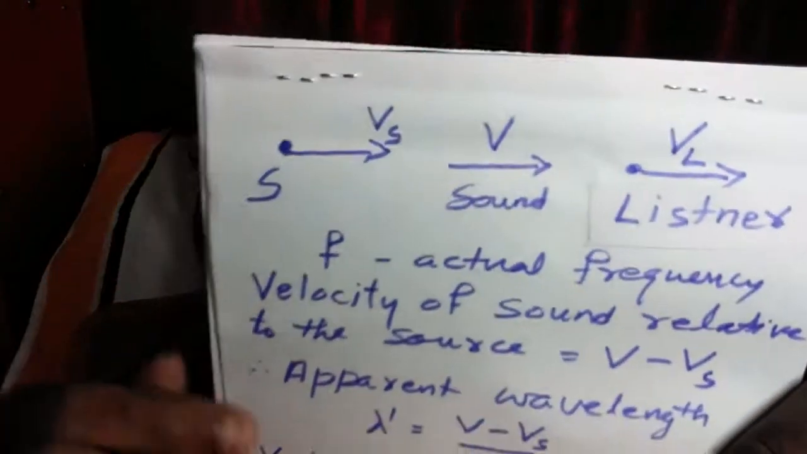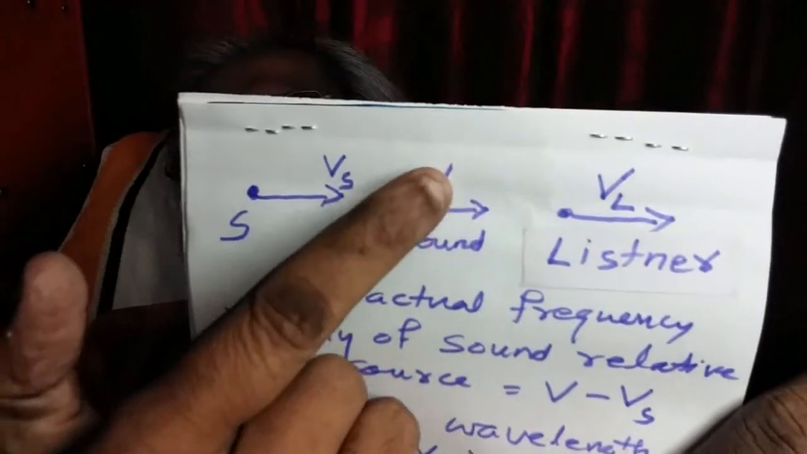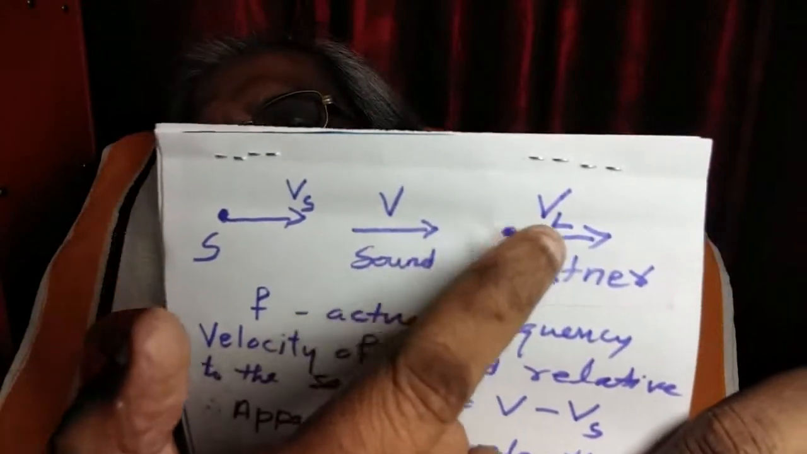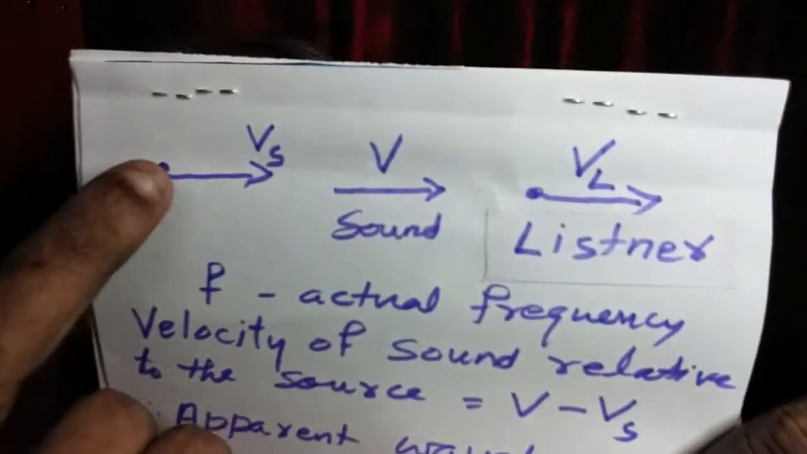Let us derive a formula for this apparent frequency or Doppler frequency. So this is the source moving with velocity Vs. V is the velocity of sound. The listener is also moving with velocity VL. We have shown all these three vectors in the same direction. So when special cases arise, you should give sufficient sign to the velocity values.